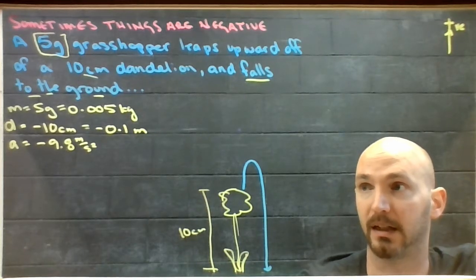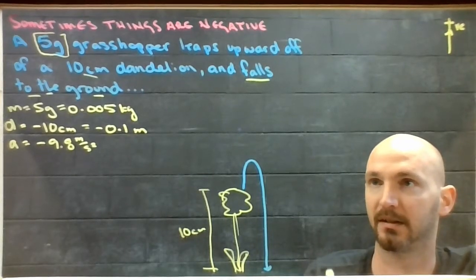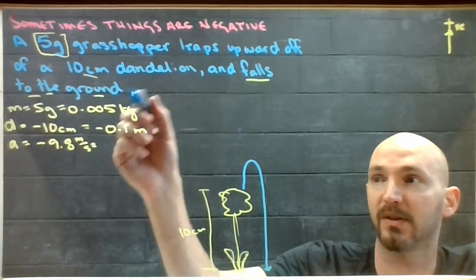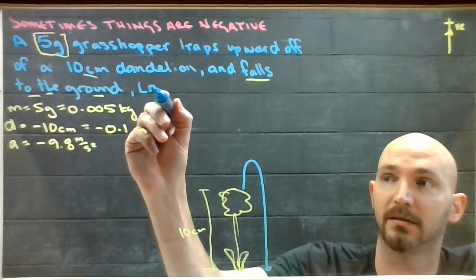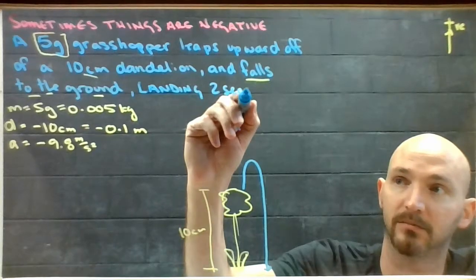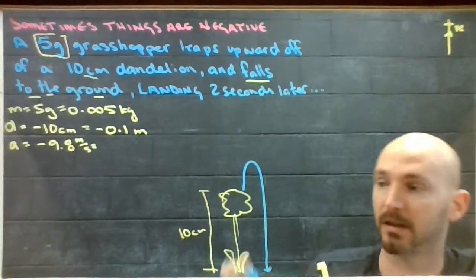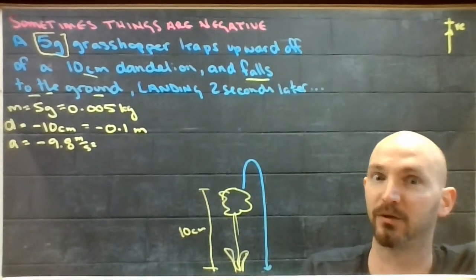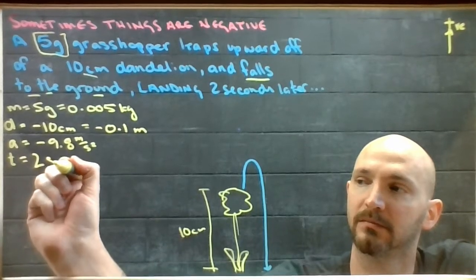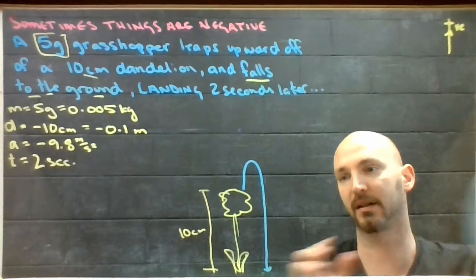and I need a time in there. So let's say it leaps and falls to the ground, landing 2 seconds later. So I have a time now. Oops. Time of 2 seconds. So if I can get my cartoon off here.